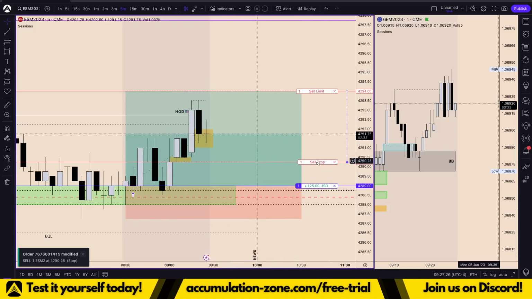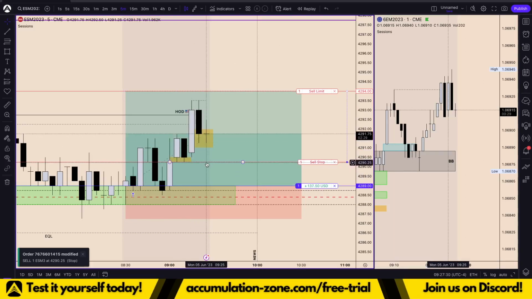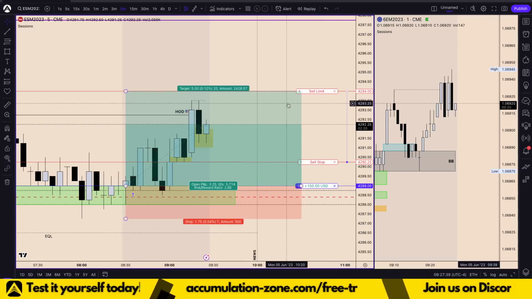I'm going to move my stop loss into profit because if we're going to break this low on a lower time frame, we would be looking at shifted market structure. And at least I'm taking some profits home out of this trade. Otherwise, I'm looking for the 5 handles. And this might just be it for me today.